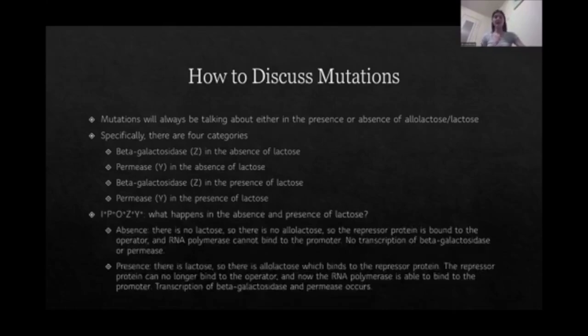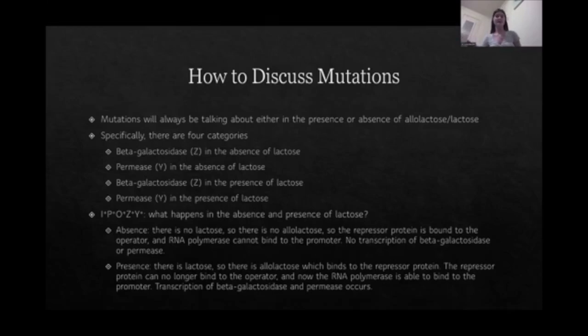So let's look at a completely normal lac operon, plus is everywhere, everything is functioning how it's supposed to. What happens in the absence and the presence of lactose? Well, in the absence of lactose, that means there's no allolactose. If there's no allolactose, there's no inducer. That means our repressor protein is going to be bound to the operator, stopping transcription. RNA polymerase can't bind. If there's no transcription, that means we're not making beta-galactosidase, we're not making permease. So in the absence of lactose, nothing's being made.